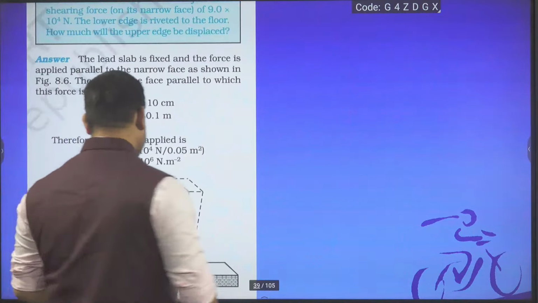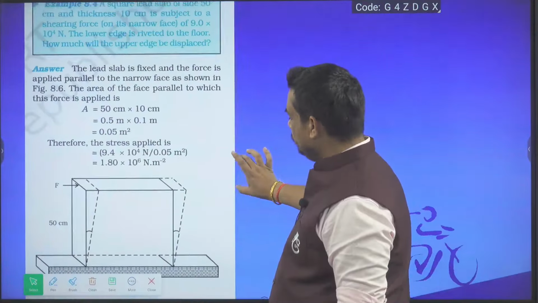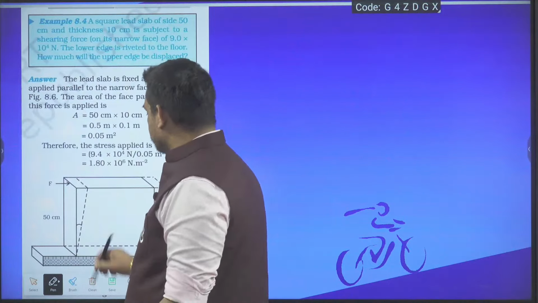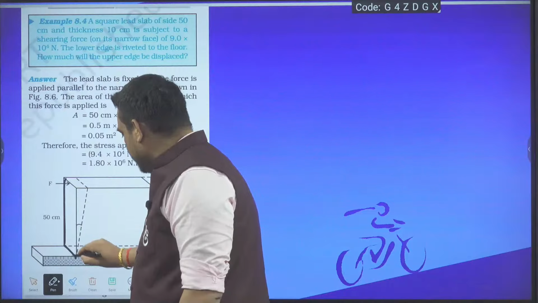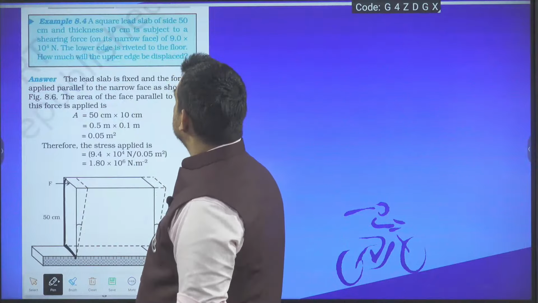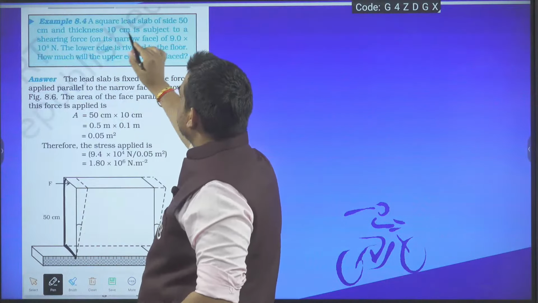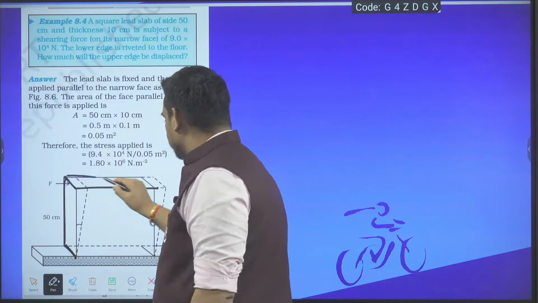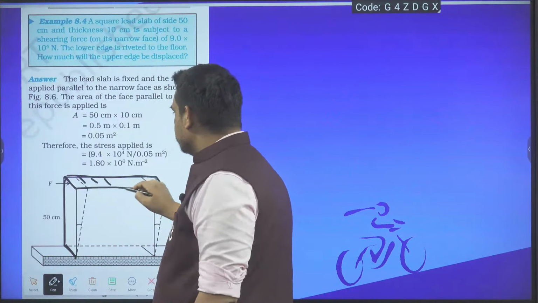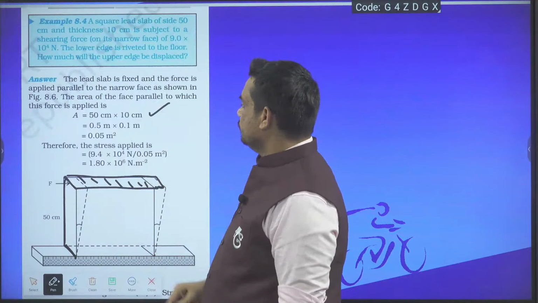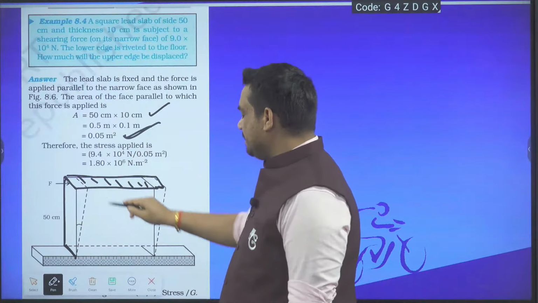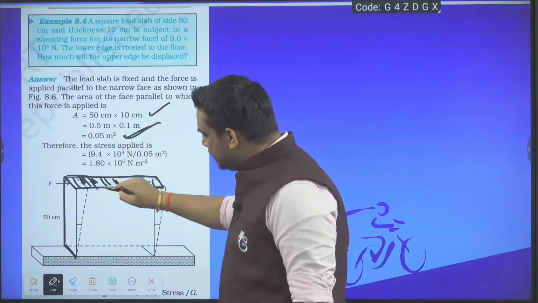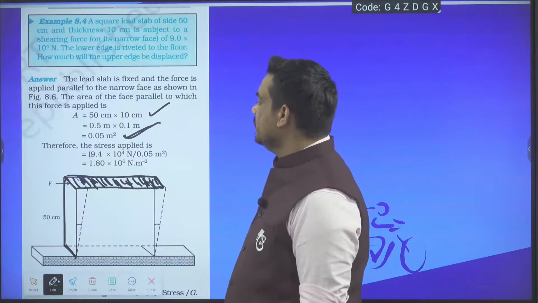So first of all, in this diagram, we need to figure out the area. This is given here: this is the 50, this is the 50, and this is the 10. A square lead slab of side 50 centimeter and thickness 10. We need to find this area first. We are applying force on the upper part, so this area becomes 50 into 10, which is basically 0.05 square meter. So we got this area 0.05.